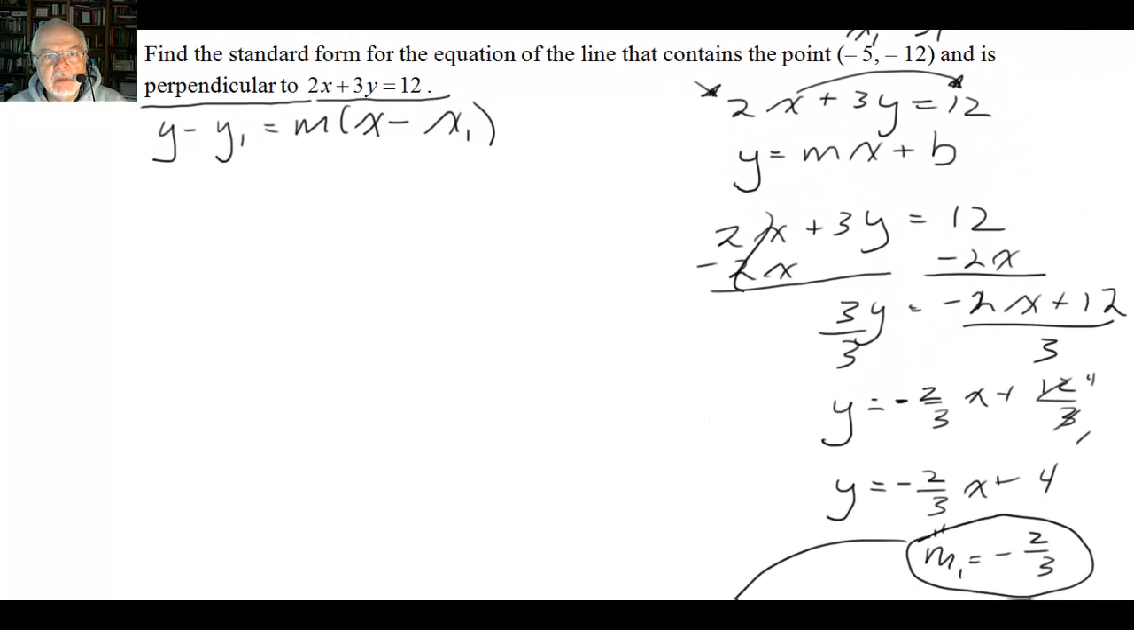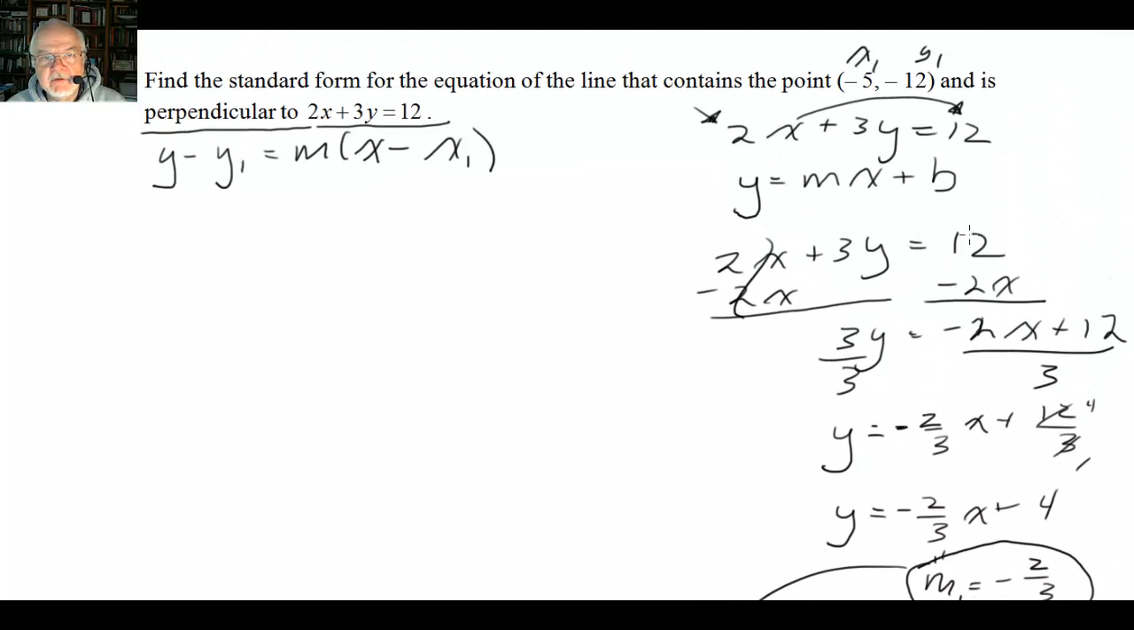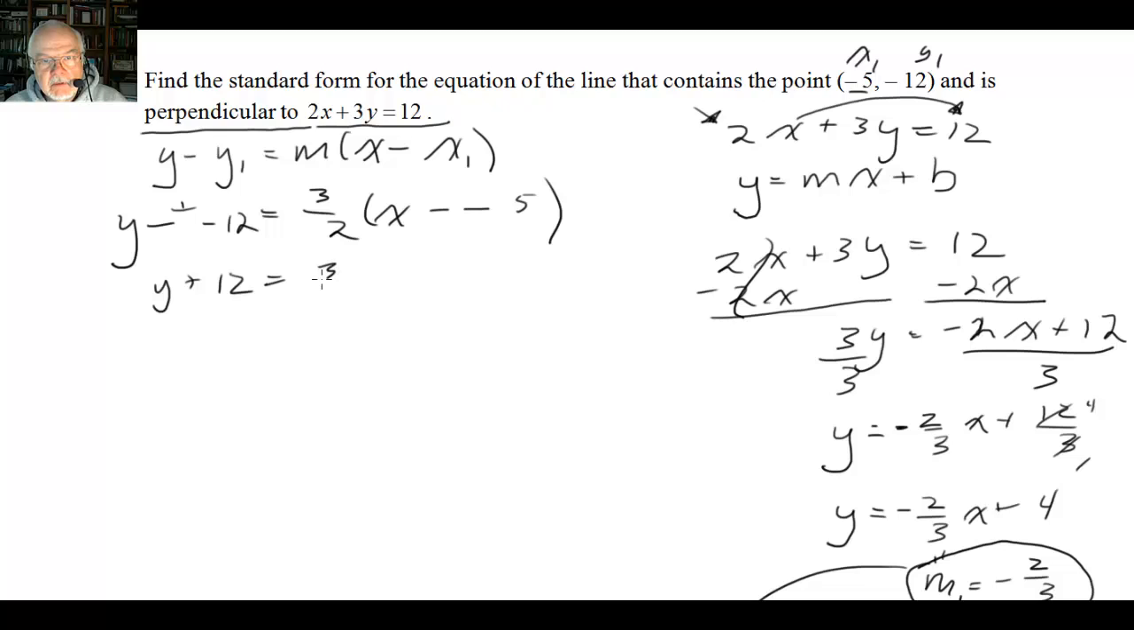So now we go back and plug that in. Our slope is now 3/2. 3/2 times (x minus x1), and x1 is -5, so a minus and a minus makes x + 5. That equals y minus y1, which is -12. It's a little messy. That's a plus, so we have y + 12 = 3/2 (x + 5).